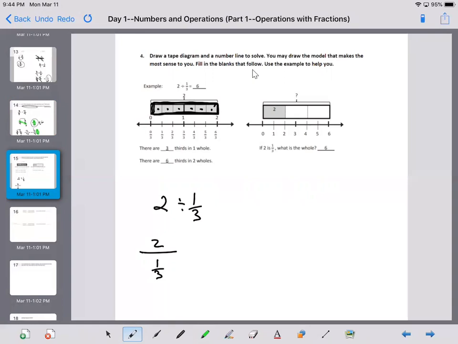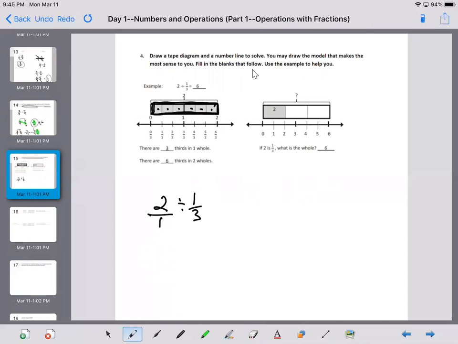And a lot of times students get this mixed up with 2 divided by 3. And these are not the same. They will definitely yield 2 different answers. So when you have 2 divided by a third, one way to do that is you can use a common denominator.